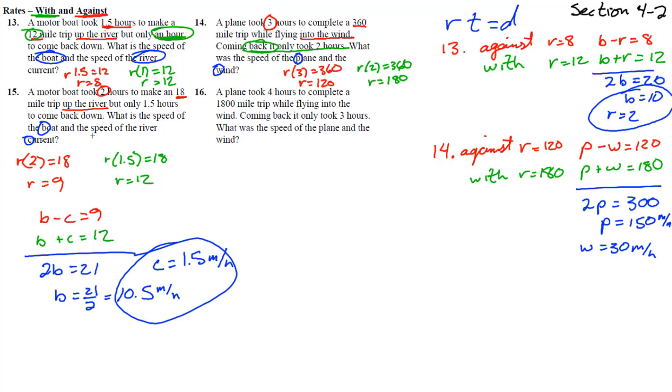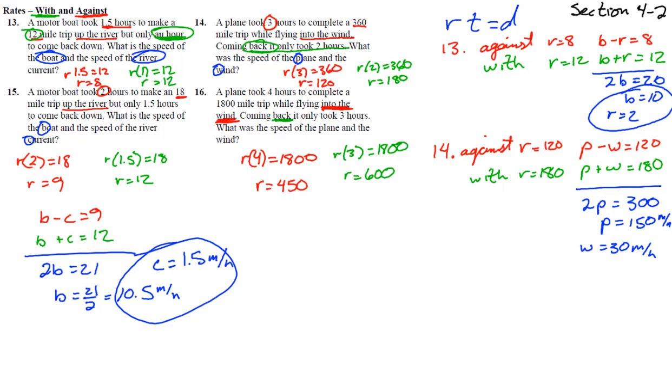Let's see if we can pick this out. A plane took 4 hours to complete an 1,800-mile trip while flying into the wind. That tells you we're going against it. So let's do a little rate times 4 equals 1,800. Divide by 4 and we get that the rate is 450 miles per hour. Oh yeah, so that's how fast the plane's going. And then coming back, that means it's flying with the wind this time. It only took 3 hours. Rate times 3 equals distance 1,800. So that means rate is 600 miles per hour.